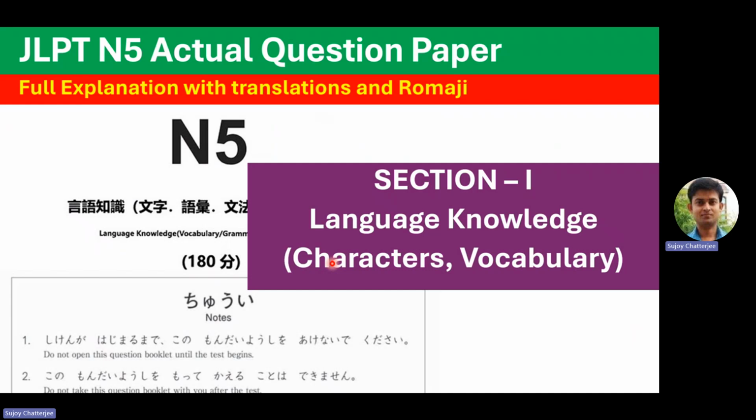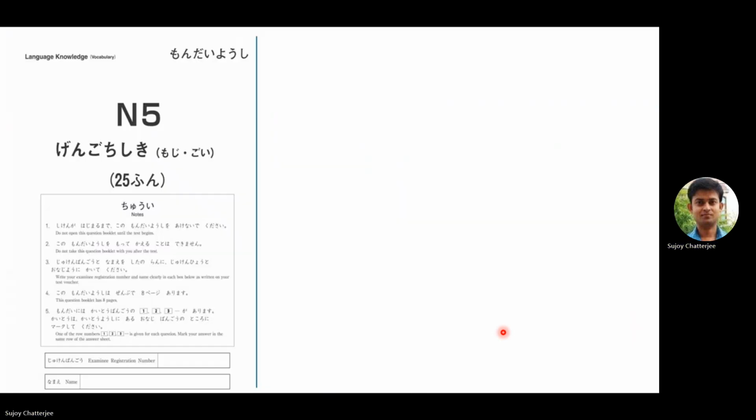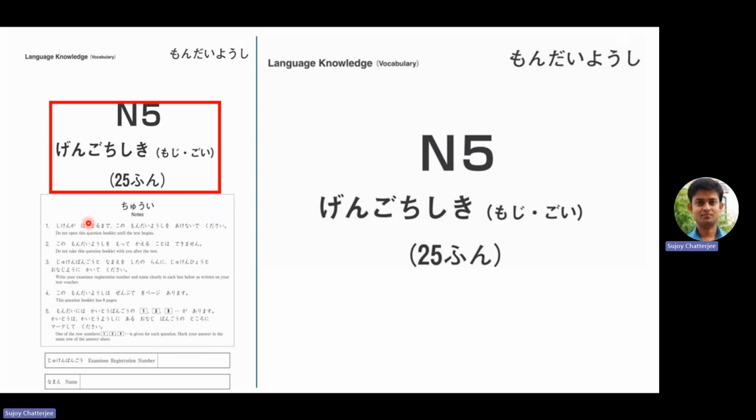So first let's begin with section 1, which is language knowledge, characters and vocabulary. This is how the first page of the first section looks. Let's see what all these items are one by one. First, let's look at the title.